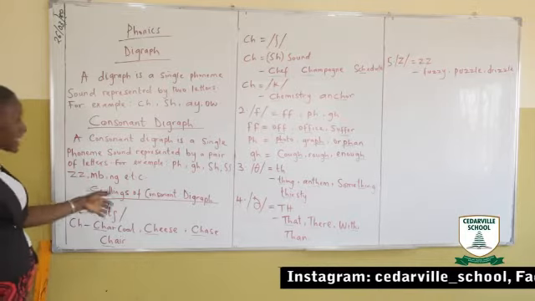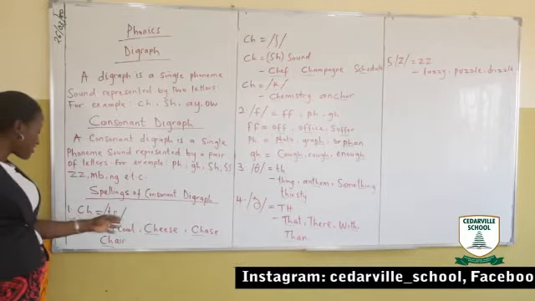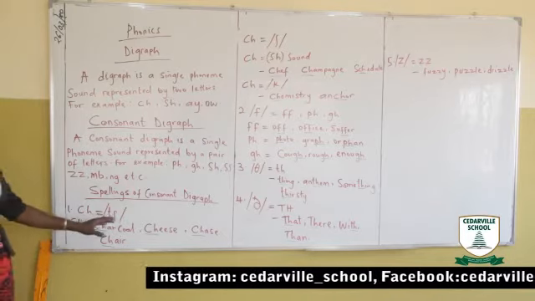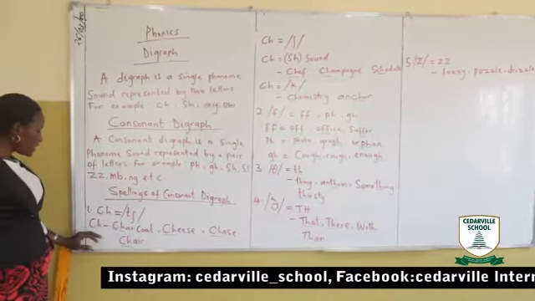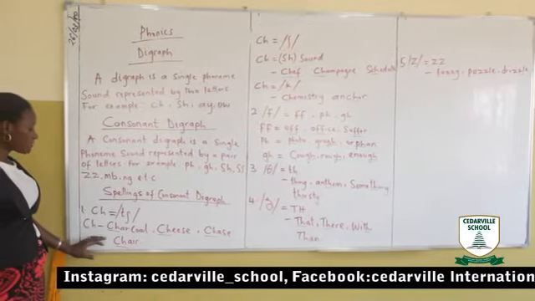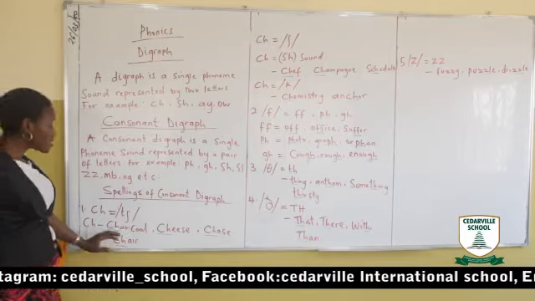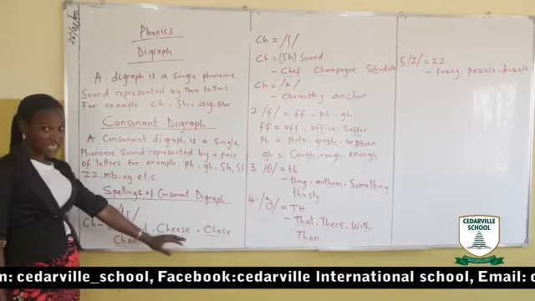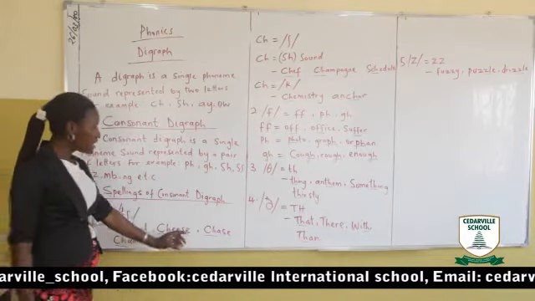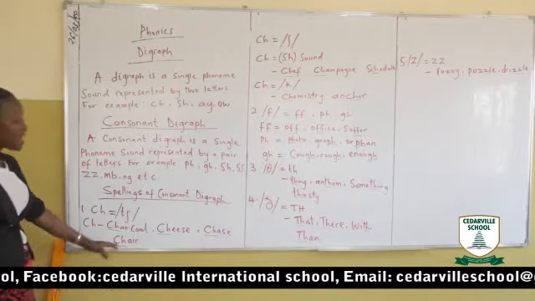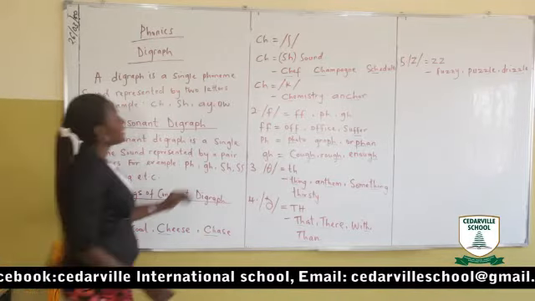Okay, we have spellings of consonant digraph. We have the CH, which gives the ch sound. Examples of the sound: charcoal, cheese, chase, and chair. Okay?